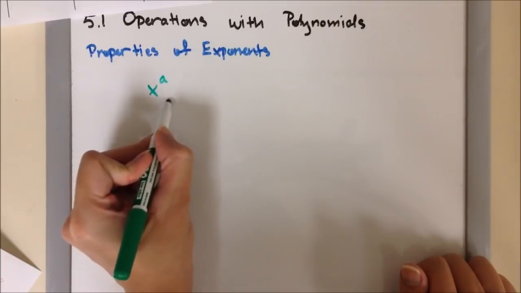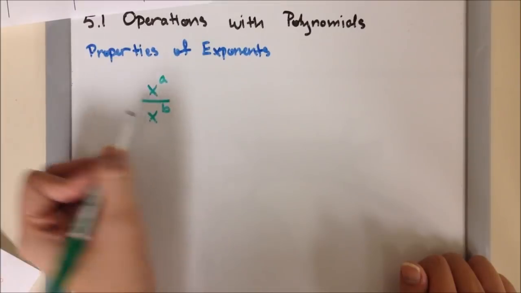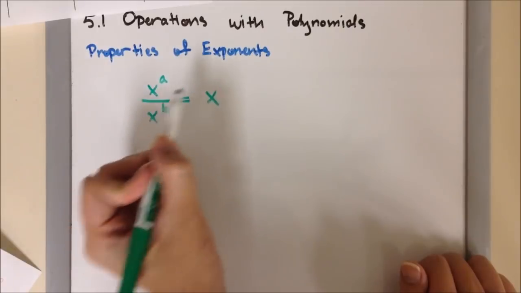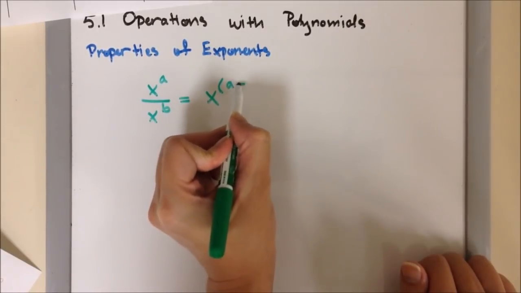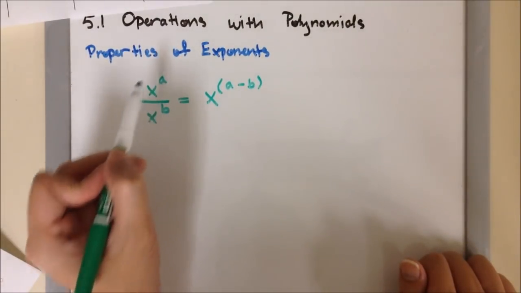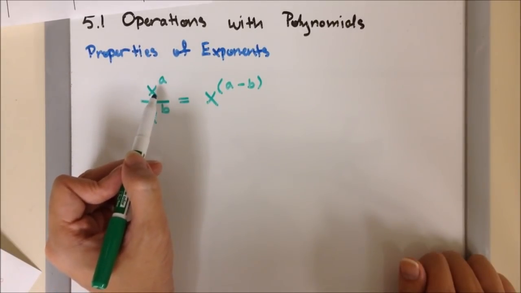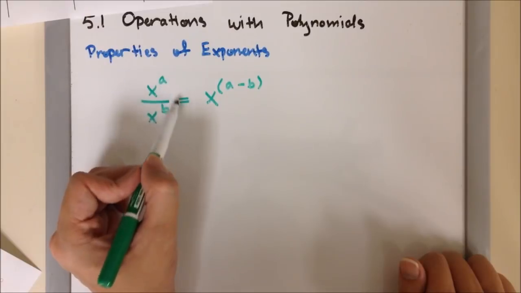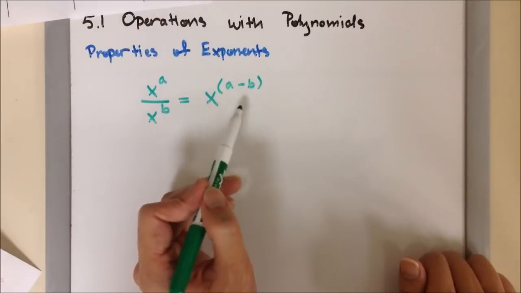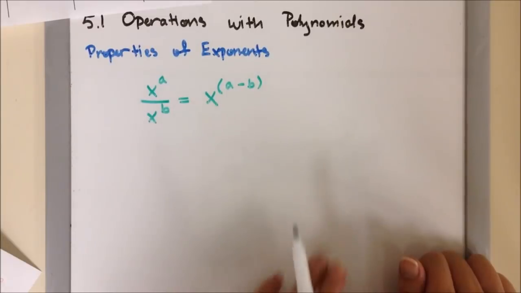x to the a power divided by x to the b power. When it's a fraction like this and it's dividing with the same base, then it will equal x to the power of a minus b. So basically it means top exponent minus bottom exponent. So you're going to hear me asking the question, how do we work with the exponents if it's the same base that are dividing? And I would expect that you would say top exponent minus bottom exponent.